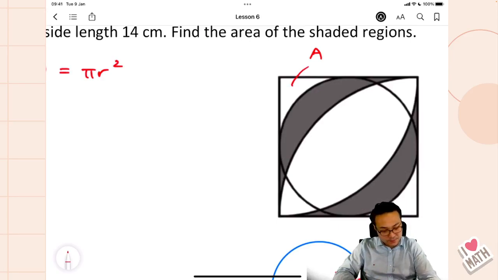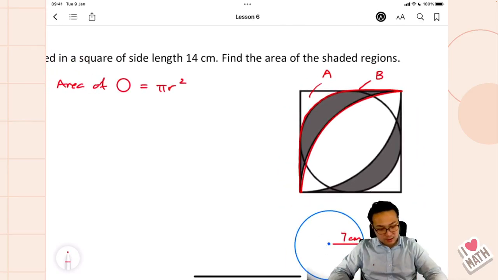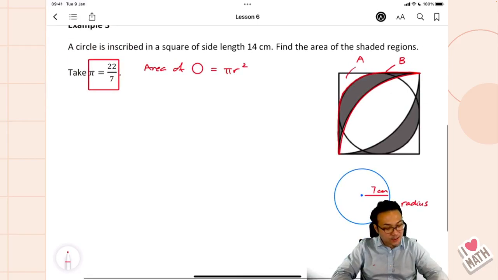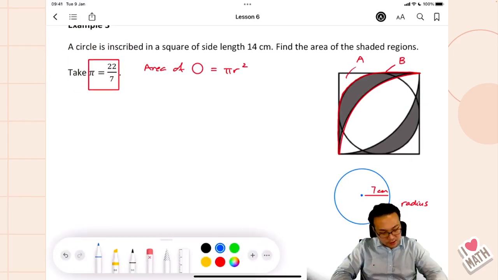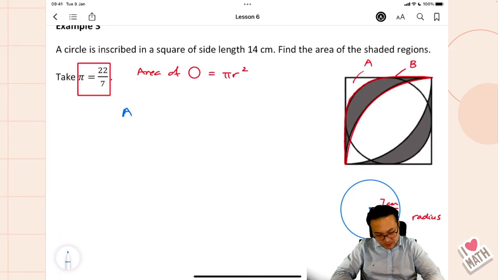Then for the shaded part, okay, let me just draw it properly. I tried. Okay, for this shaded part, students, let me call this B, okay? So how do I find A? Do you all agree that A equals the square minus the circle, and then you divide it by 4?